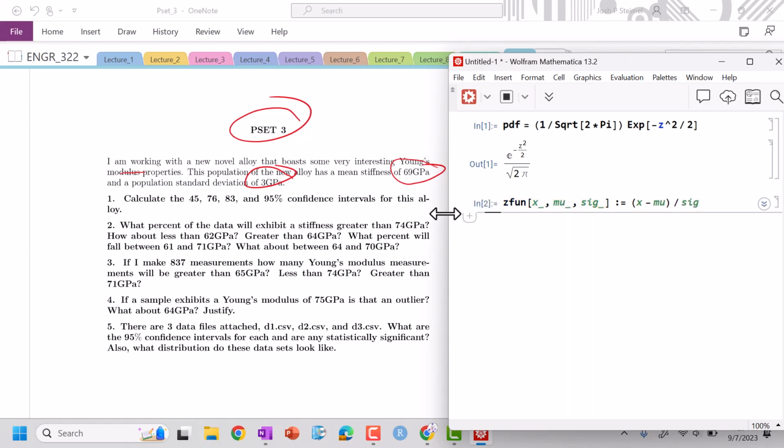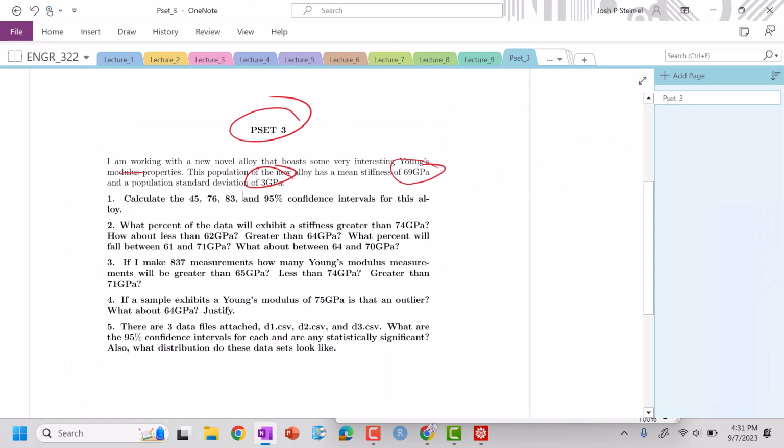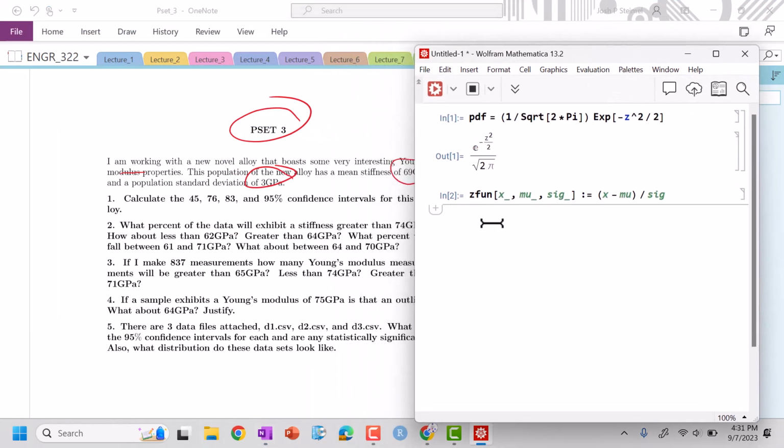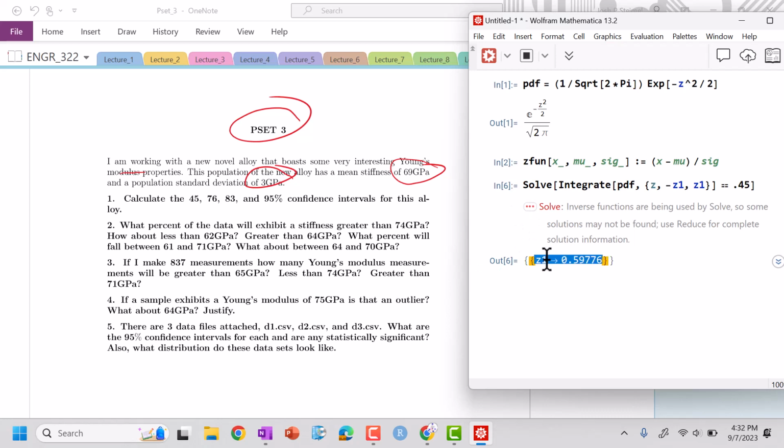All right, so we need to calculate the 45, 76, 83 confidence intervals for this. So if we want to figure out what's our 45% confidence interval, we need to do the following. We need to integrate our function PDF as a function of z from minus z1 to z1. And we need to solve for this equals 0.45 and solve for z1, although it'll solve it automatically. And we get this value.